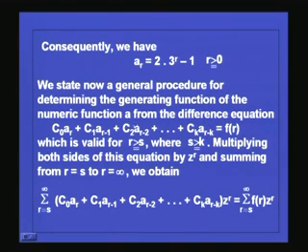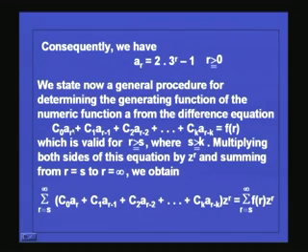So, what is the general procedure for determining the generating function of the numeric function a from the difference equation? It is a linear difference equation of the kth order. C naught, C1, C2, Ck are constants, and you have this equation C naught ar plus C1 ar minus 1 plus C2 ar minus 2 and so on equal to fr. This is valid for all r greater than or equal to s, where obviously s has to be greater than or equal to k, otherwise it will not have meaning.